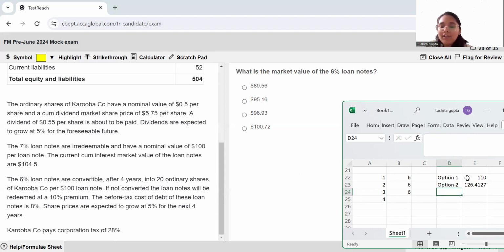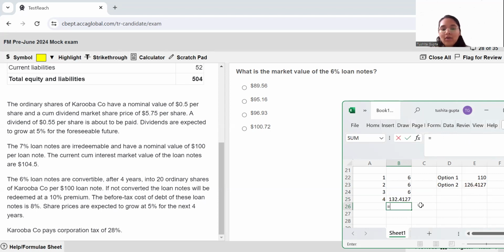So either I have the option of getting 110 or I have the option of getting it converted at 126.41. So let's see over here, obviously, if you compare your redemption value, any rational investor is going to choose option 2 over here. So in the last year, I'm going to get 6 plus the redemption value.